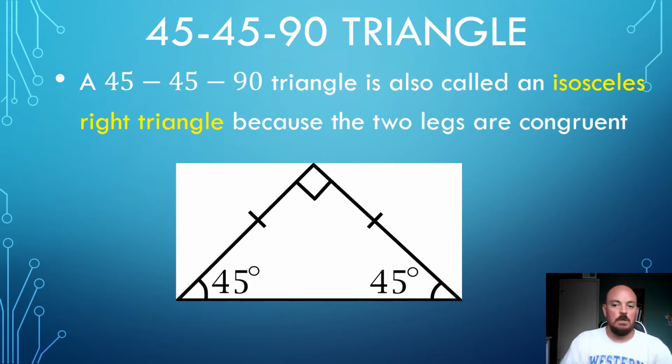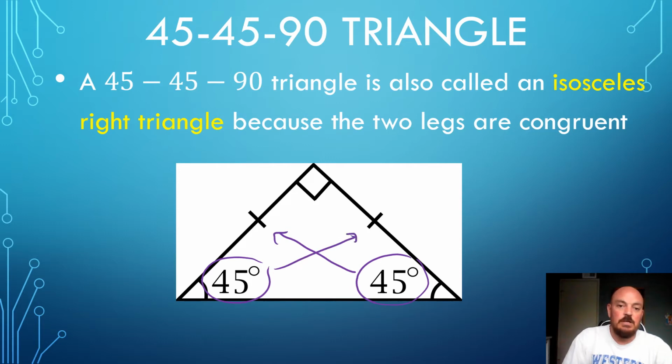Now, the reason the two legs are congruent is because the two angles are congruent. So remember, it's been a little while, but we learned that in a triangle, opposites match up, like the smallest angle is opposite the smallest side, biggest opposite biggest. Well, we also learned that whenever two angles are equal, like the 45s here, then their opposite sides have to be the same too. That's why those two sides are congruent. So when I say a 45-45-90 triangle, I'm saying two sides and two angles are both the same. And that's why we sometimes call it an isosceles right triangle.